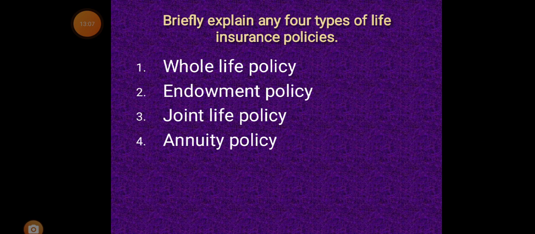And the last question under this business services is briefly explain any four types of life insurance policy. First one is whole life policy. Second one, endowment policy. Third one, joint life policy. Fourth one is annuity policy.